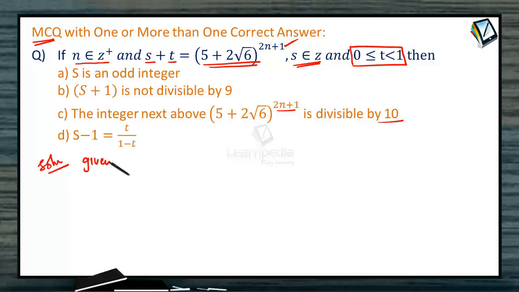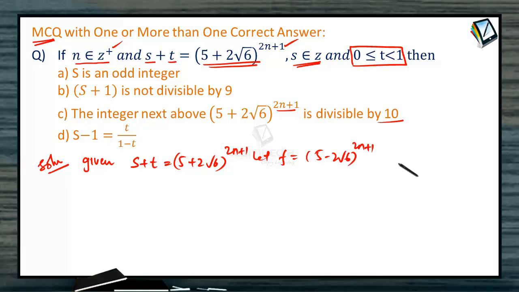Here it is given that s plus t is equal to (5 plus 2 root 6) raised to the power of 2n plus 1, where n is a positive integer. Let us take f equal to (5 minus 2 root 6) to the power of 2n plus 1, which is a decimal fraction taking values between 0 and 1, because 5 minus 2 root 6 when raised to a power obviously lies between 0 and 1.